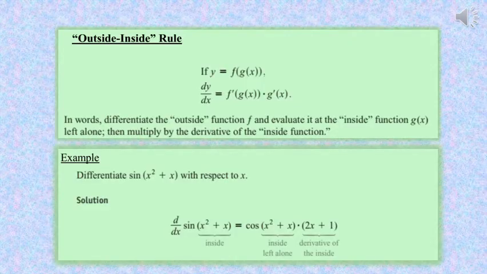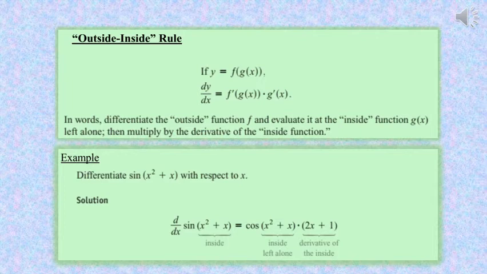Outside-inside rule. By the name of this rule we can guess there is something outside and something inside. So now we will see what the outside function is and what the inside function is. If we consider y equals f of g of x, that is a composite function, and we want to find the derivative of this composite function, then dy by dx equals f prime of g of x into g prime of x.